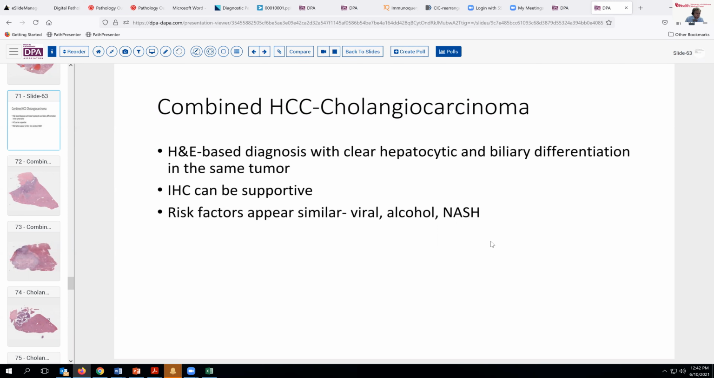And the risk factors with this tumor appear to be the same as with hepatocellular carcinoma: viral, alcohol, non-alcoholic steatotic hepatitis. So probably the pathogenesis is the same, just the stage or the stem cell that's involved in terms of the oncogenesis is probably the differentiating factor.